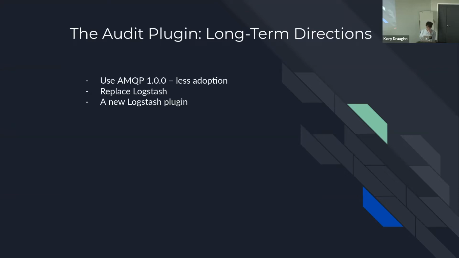So, ways of doing this in the long term in a way that's more production ready. You could use AMQP 1.0. Like I mentioned, there's a little bit less adoption for that, but there are still software packages that use it. You could replace Logstash with something that speaks AMQP 1.0, or since Logstash is entirely plugin based, you could write or wait for someone to write an AMQP 1.0, or specifically Qpid, plugin for it.